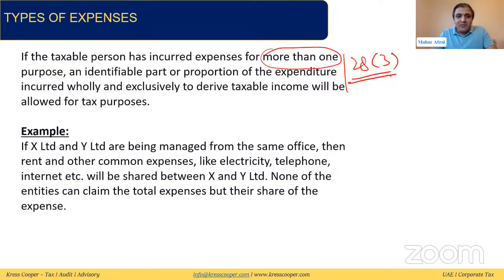Suppose X Limited and Y Limited, two companies, are both being managed from the same office. Then rent and other common expenses like electricity, telephone, and internet will be shared between X Limited and Y Limited. None of the companies will be able to claim 100% of the expenses because these are common expenses. What will be the basis to apportion these common expenses? We have just discussed that the basis should be fair and reasonable, but I believe this will be given in the UECT regulations.